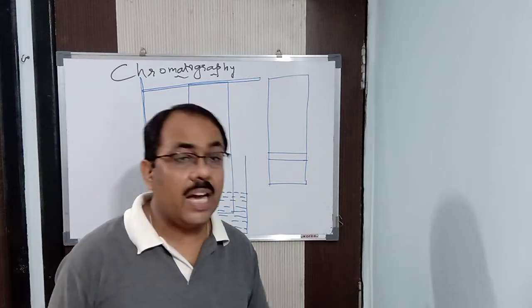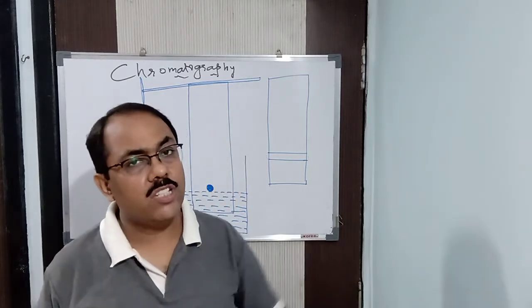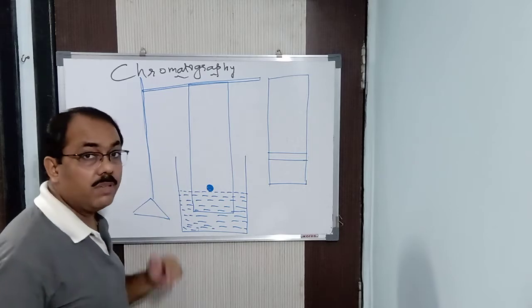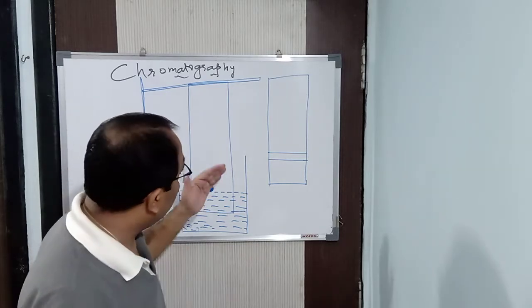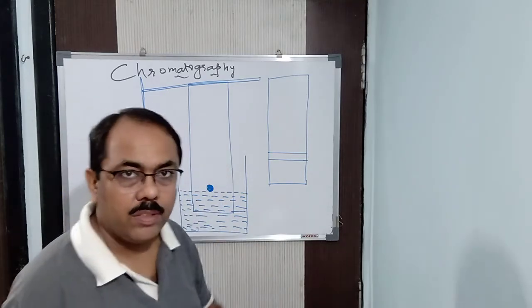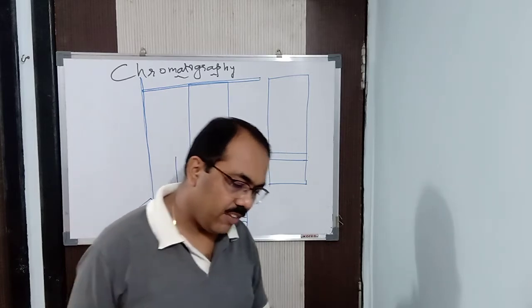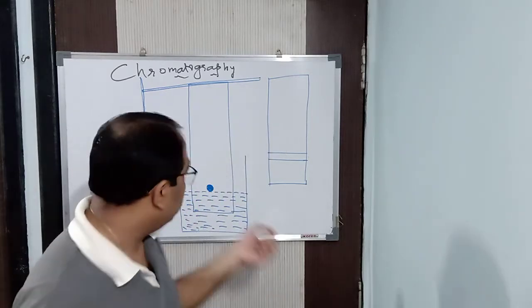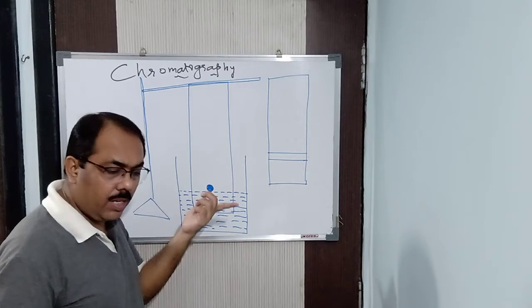Which proves that it is being separated into its constituents. What is being separated? The ink is being separated into its constituents. This is called paper chromatography. Now, what is the advantage of this chromatography? It can be carried out with a very small sample. Let us say 1 ml of ink is enough.